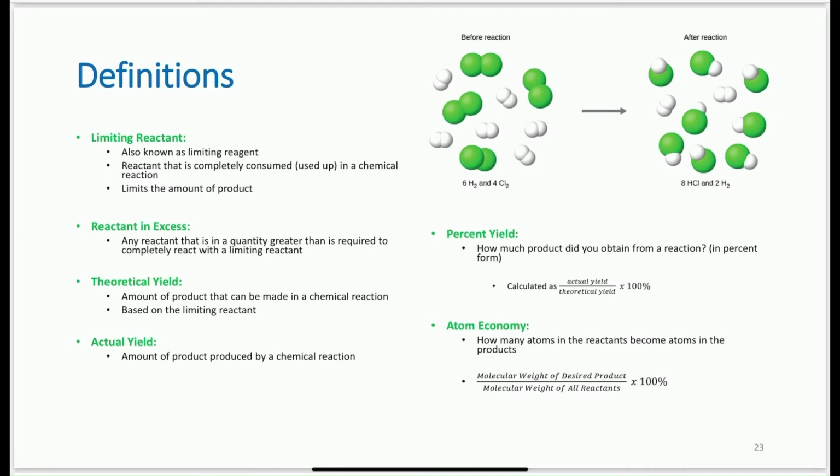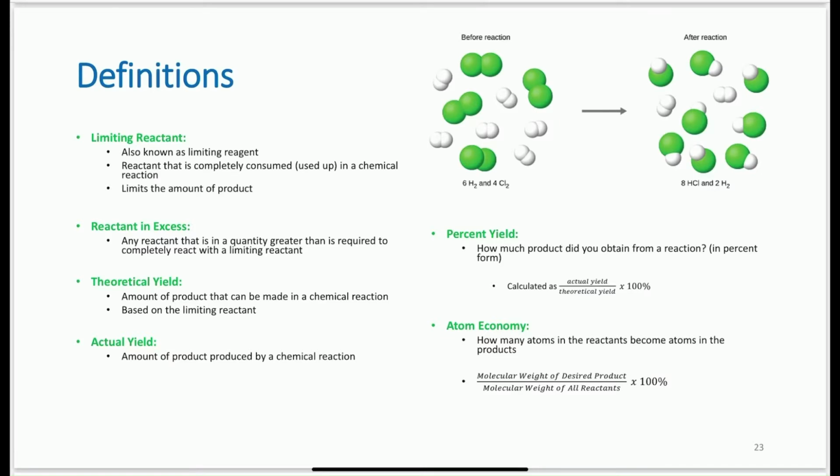Your theoretical yield. Theoretical yield is the amount of product that can be made in a chemical reaction. This is based entirely on your limiting reactant, because once the limiting reactant runs out, I cannot make any more of my product. So you use the limiting reactant to figure out how much product you can actually make.